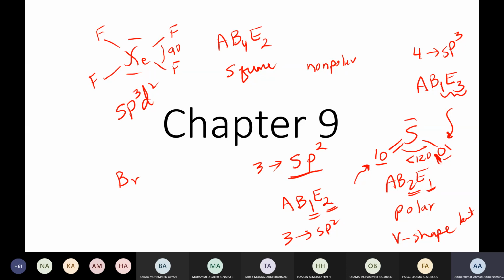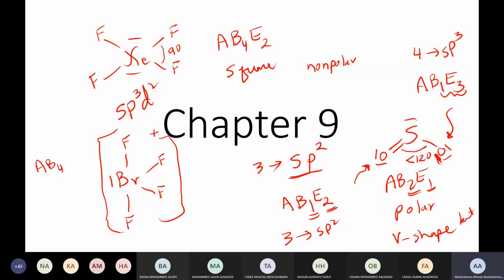Let's take this molecule. Okay, what's the electron domain shape? Quickly. AB4E1. Fantastic. What's the shape of the electron domain? Trigonal bipyramid. What's the shape of the molecule? Seesaw. Very good.